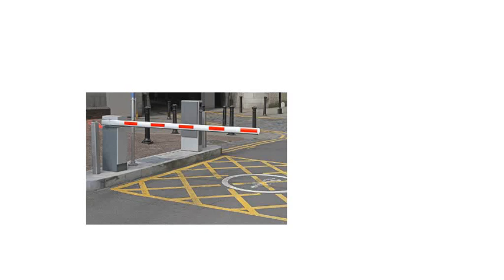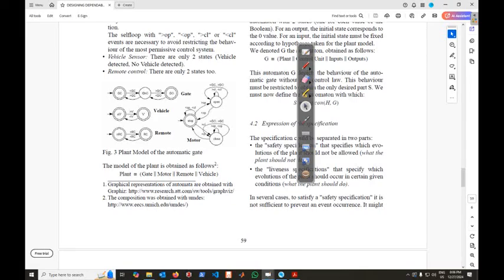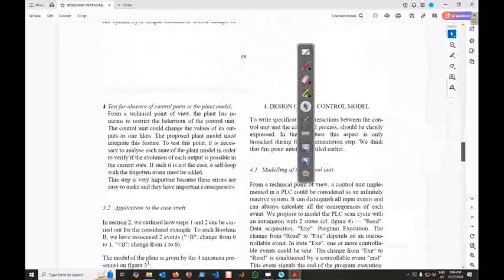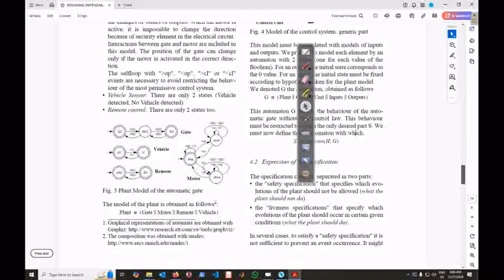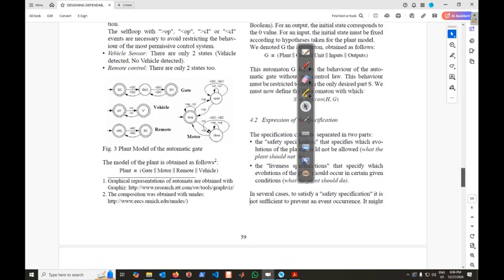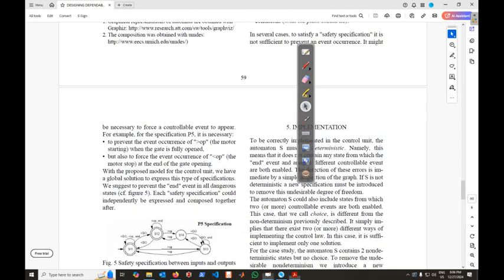So let us have a look at how the specifications were described. Okay, the first specification here is related to the safety specification, and he is describing this safety specification extensively. He is saying that it is not sufficient to describe it in terms of preventing or denying an event. Okay, it might be needed to describe safety in terms of a forced or a controllable event to occur.